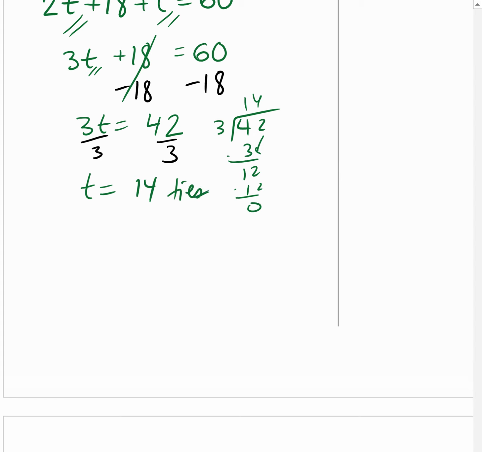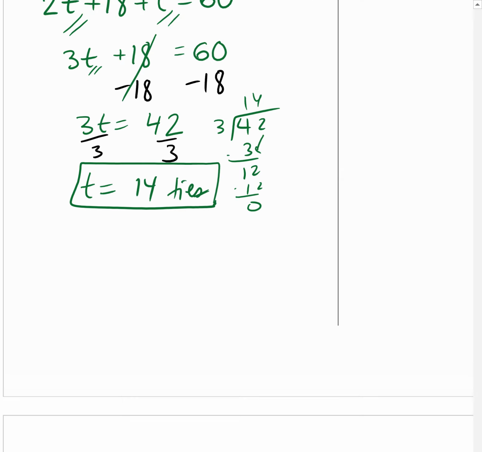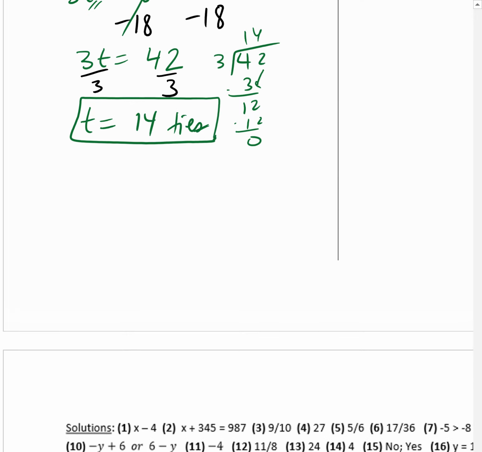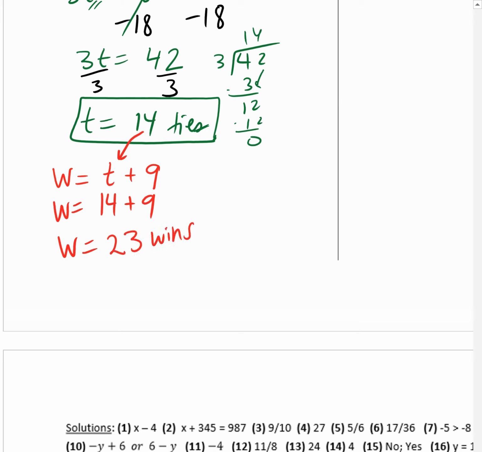That's the beauty of calling it T instead of X or Y. If I had found Y, for example, I'd forget what Y was. Is that the number of wins or the number of ties? That's why it's nice to have T and W, something that actually represents what you're talking about. And above, what did we say? The number of wins was 9 more than the number of ties. But now that I know T is 14, I can find W. 14 plus 9 is 23 wins. All right, there we go.